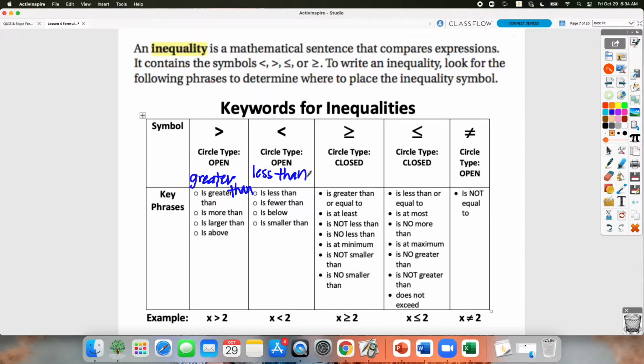All right, what is this next one called, Landon? Greater than or equal to. Greater than or equal to. I'm gonna have to write really tiny.